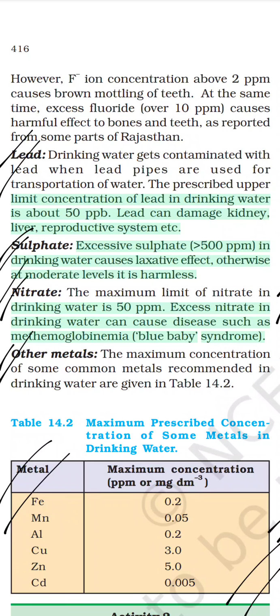However, fluoride ion concentration above 2 ppm causes mottling of teeth. At the same time, excess of fluoride over 10 ppm causes harmful effects to bones and teeth, as reported from some parts of Rajasthan.